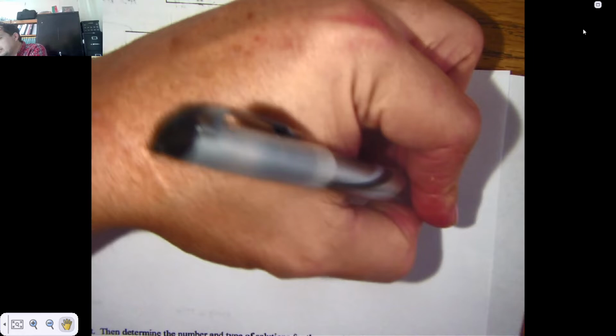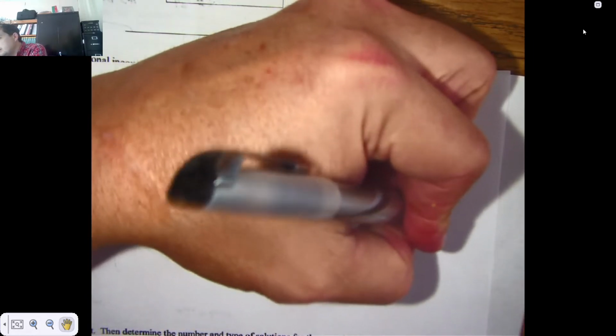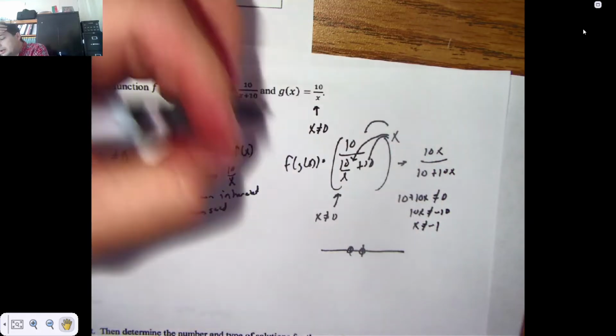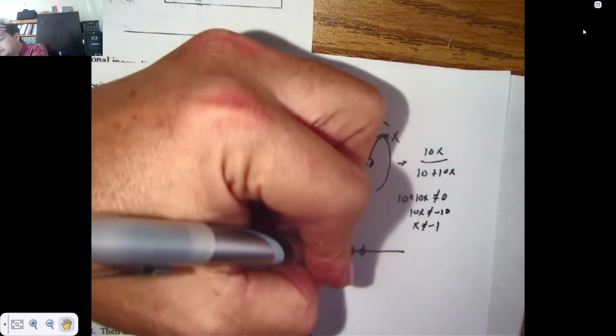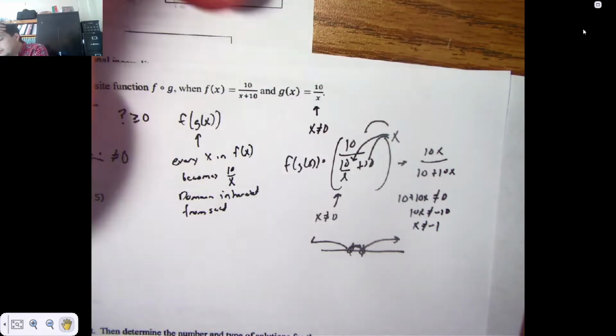Okay, so here's the other deal. 10 plus 10x cannot be 0, because I cannot divide by 0. So 10x cannot be negative 10, and x cannot be negative 1. So there's my two things I can't be. You start putting those things on a number line, and you can be everything to the left of negative 1. You can be the space in between, and you can be all this. So we write this out as an interval, negative infinity to negative 1, unioned with 0 to infinity.